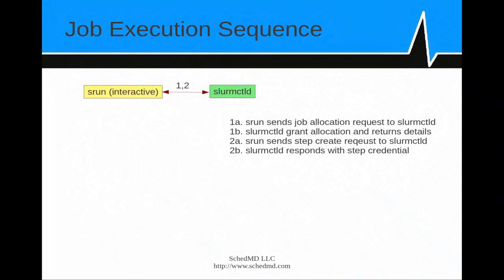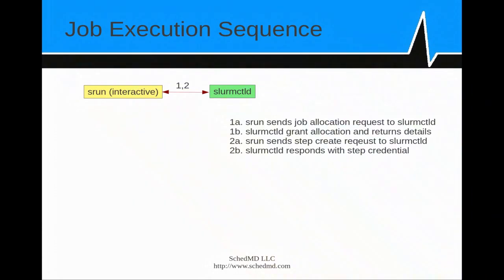Now I'm going to go through what the operation is to launch a job. So just walking you through step by step. In this case, we don't have a resource allocation. We're just going to run srun. So srun is going to send a request to the Slurm control daemon. The Slurm control daemon is going to grant the allocation and respond to srun with information about what resources have been allocated to the job.